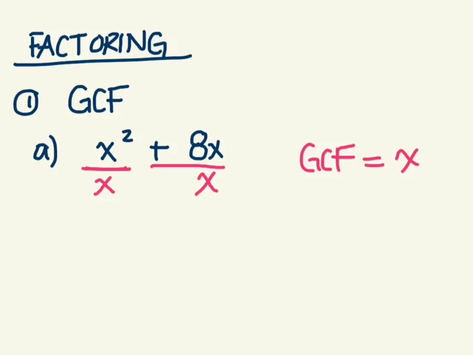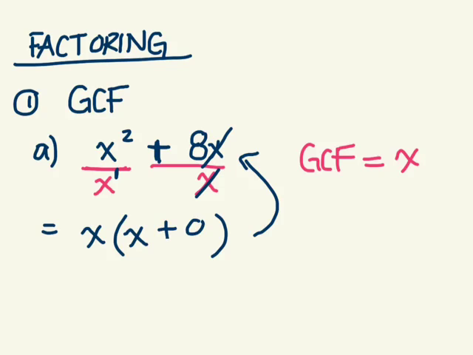Okay? Well, factoring is the opposite of expanding. Division is the opposite of multiplication. Which means that x times something will bring me back to this answer. Well, what's x squared divided by x to the power of 1? X. Positive 8x divided by x. This cancels out. We're left with positive 8.